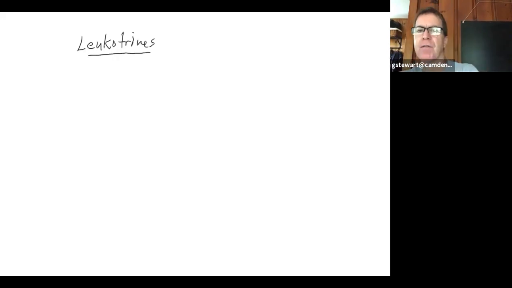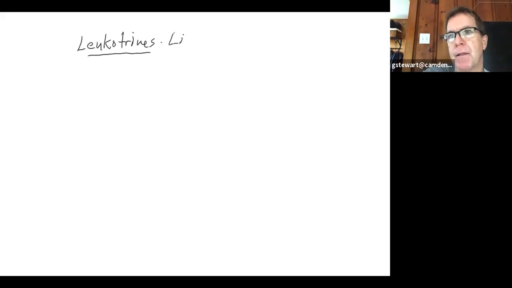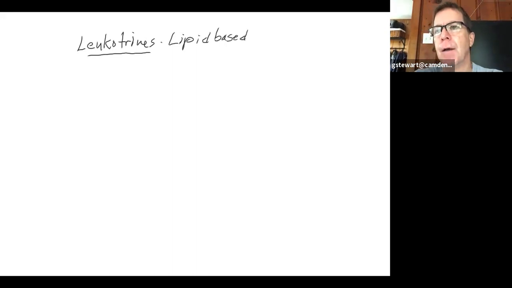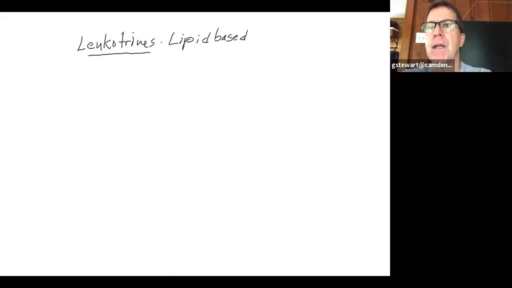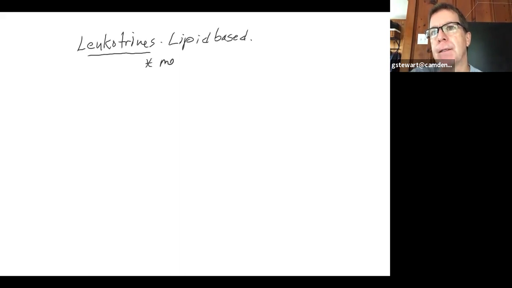Leukotrienes are a class of chemicals. They're chemical messengers, but they're strictly not considered hormones. They're also lipid-based. I may have mentioned these when we were talking about lipids the first week of class. They're typically secreted by white blood cells, and their function is they mediate the inflammatory process in the human body. So I'm just going to write they mediate inflammation.